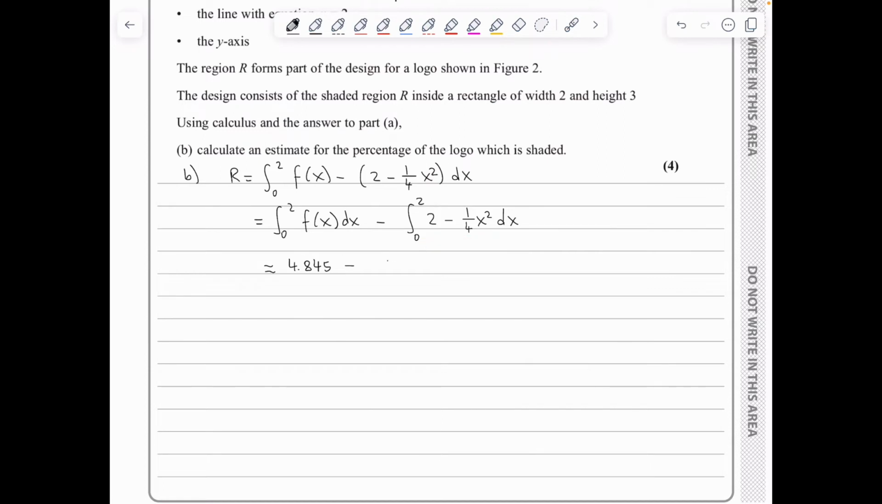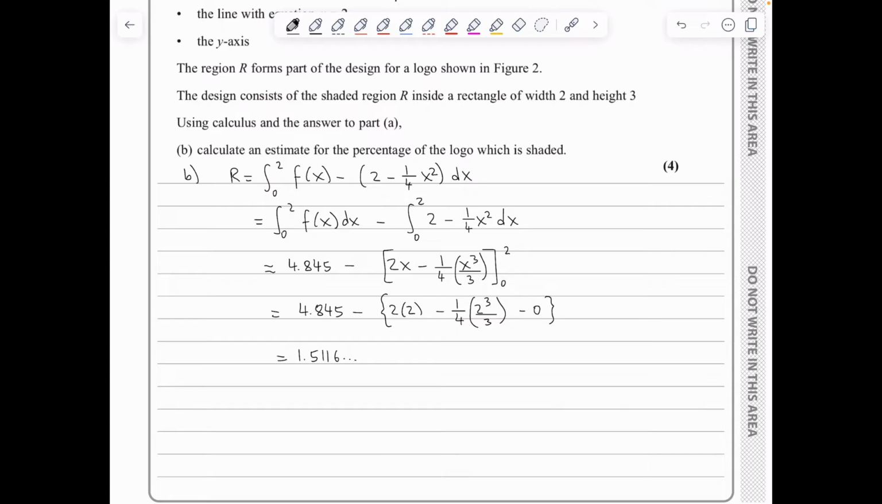It's giving me 2x minus a quarter times x cubed over 3. Remember, we are increasing the power by 1, dividing by the new power, and I need to substitute the limits. So this is giving me 4.845 minus 2 times 2 minus a quarter times 2 cubed over 3. This is the upper limit substituted, and when I substitute the lower limit, I see that this will give me 0 because both of these will vanish.